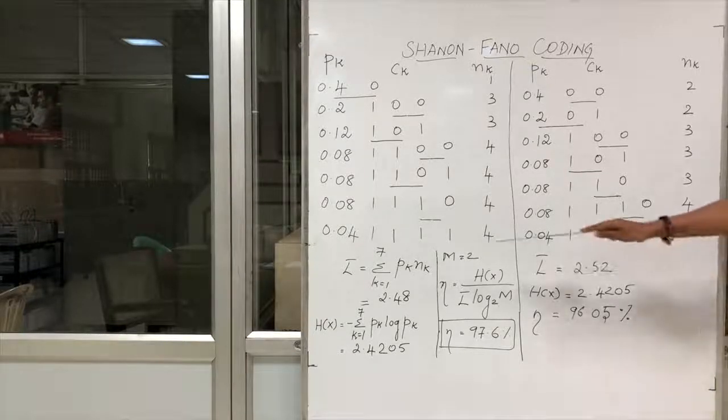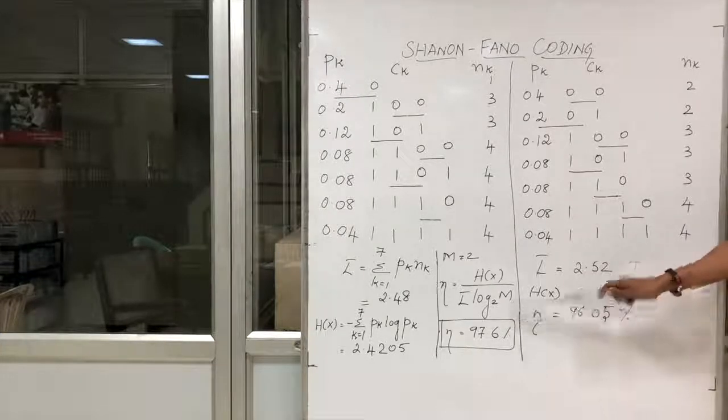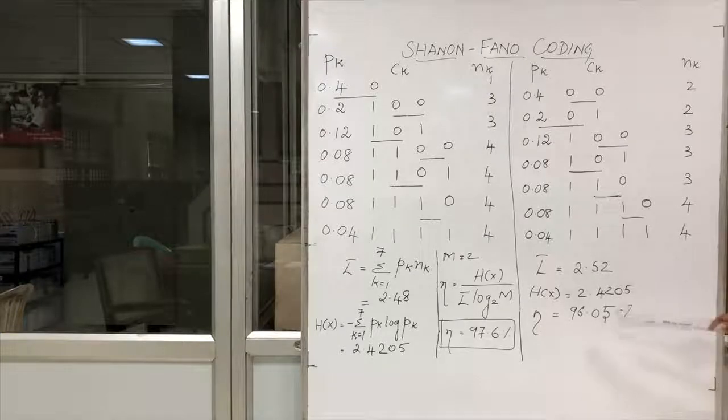For this, using the same L-bar formula, if you calculate, the answer is 2.52, and anyway entropy doesn't change, which is 2.4205. Using the efficiency formula, if we calculate, it is 96.05. So when we compare these two methods for the same Shannon-Fano coding procedure, the efficiency obtained by method 1 is higher when compared to the efficiency obtained by method 2 for a very simple reason.